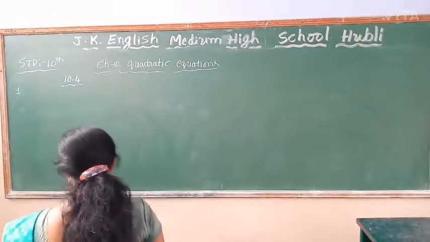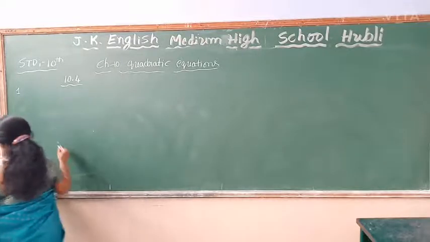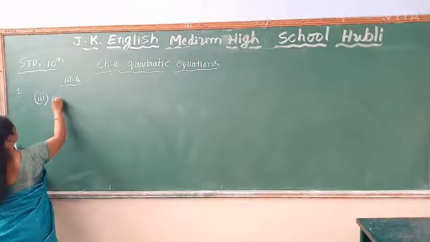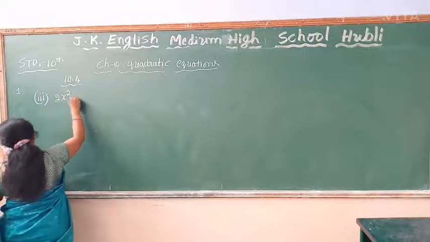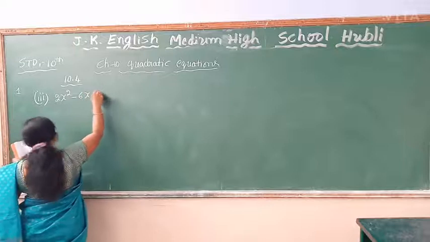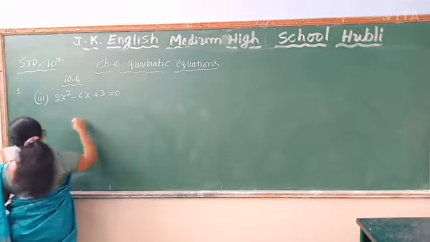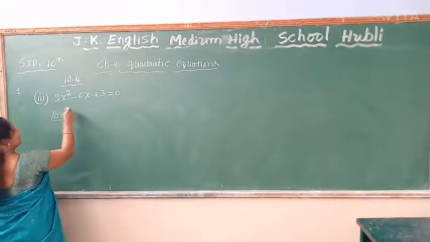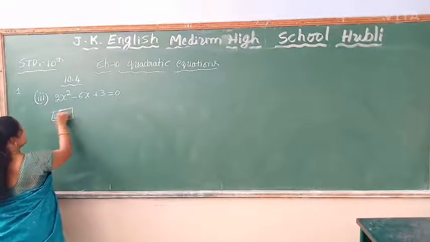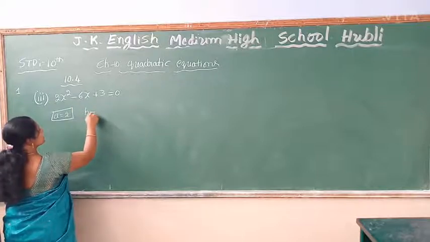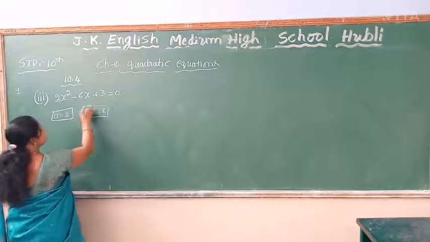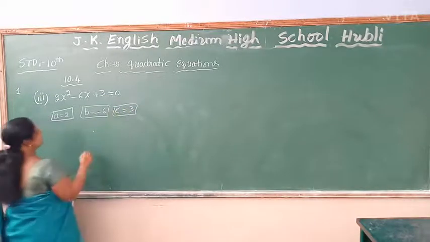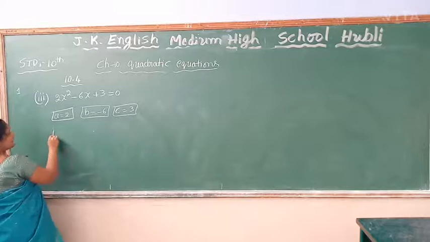Children, in exercise 10.4, third question. Third question is 2x square minus 6x plus 3 equal to 0. So a value is 2, children. In a place 2 is there. In b place minus 6 is there. b value is minus 6. c value is 3. So then, of course, you have to find the nature of the roots.